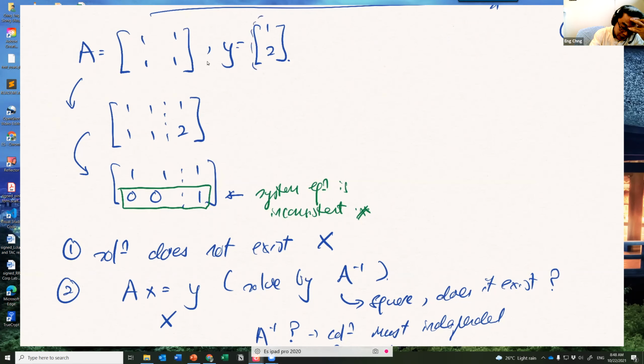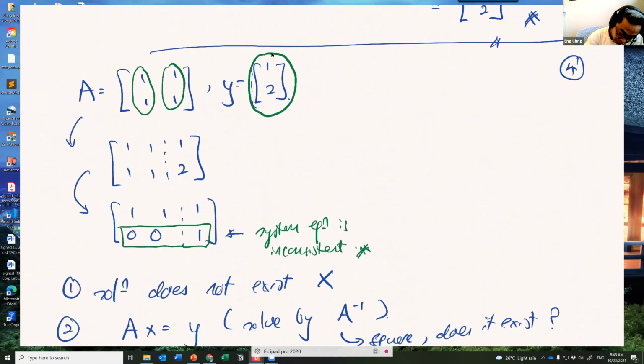You look at y and you look at the columns of A, and there is no linear combination of the columns of A that will make it 1, 2. How do I know that? All right, let's draw a few diagrams here.